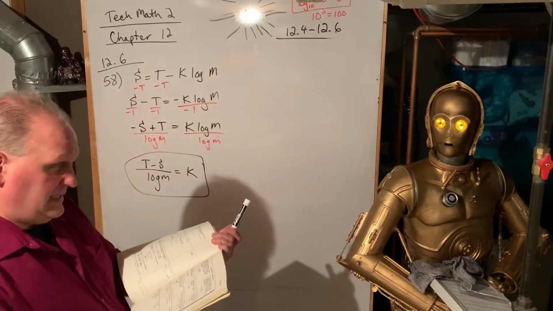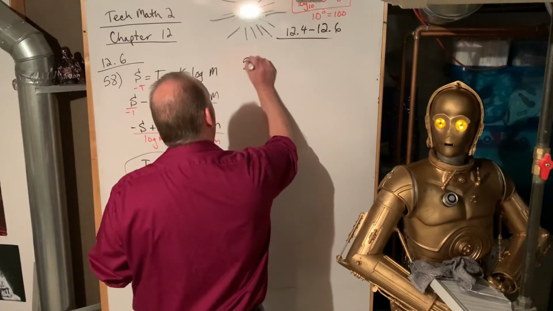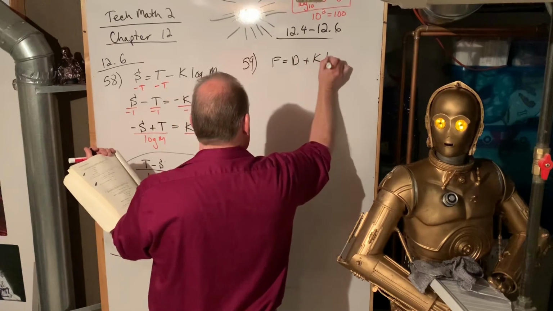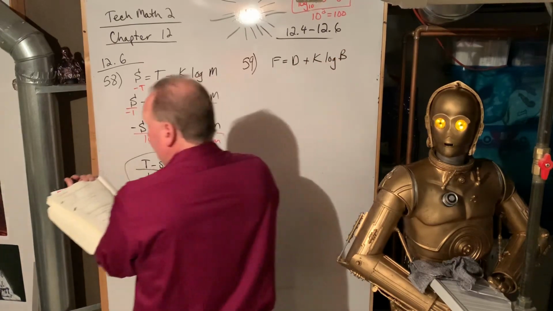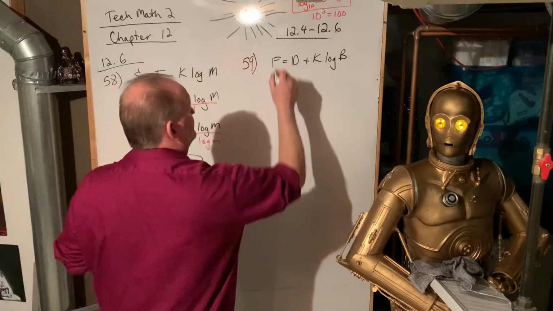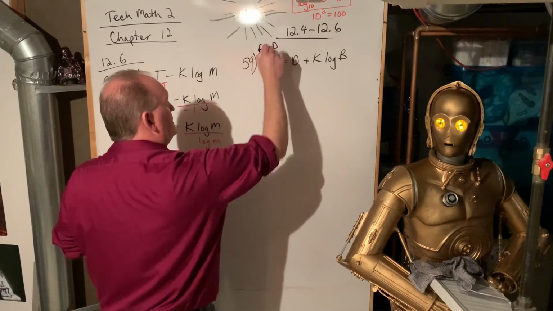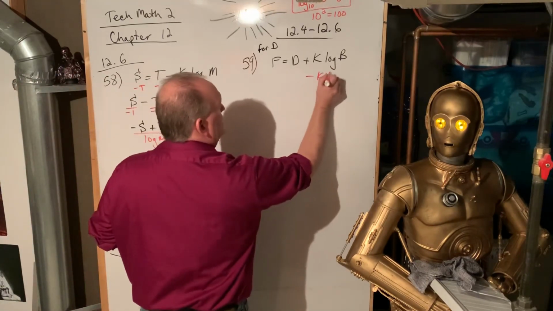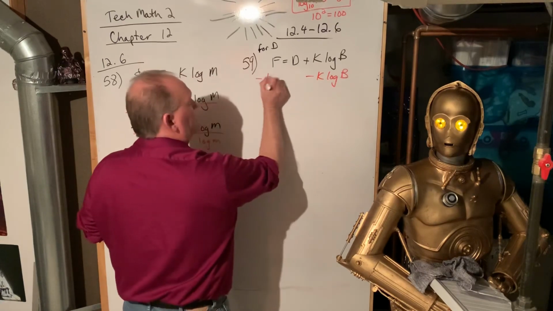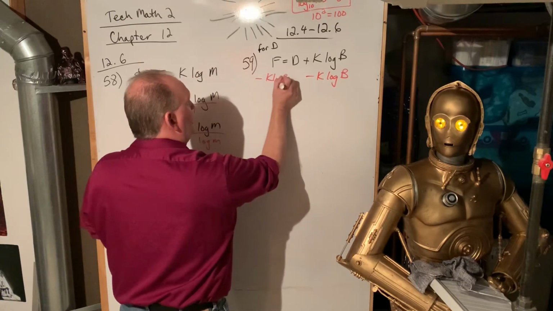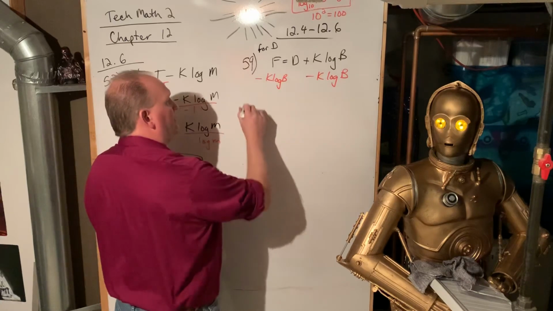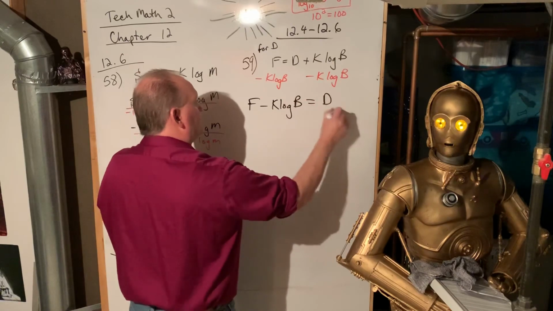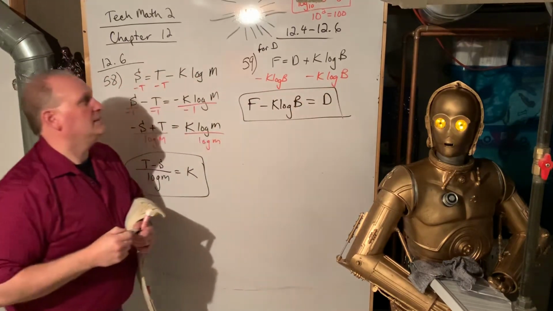Let's look at another one. 59. F equals D plus K log B. And this one, they want me to solve for D. Oh, that's super easy. So if they want us to solve for D, we just want to get D all by itself. We're just going to say minus K log B. Minus K log B. And we're done. F minus K log B equals D. Alrighty.